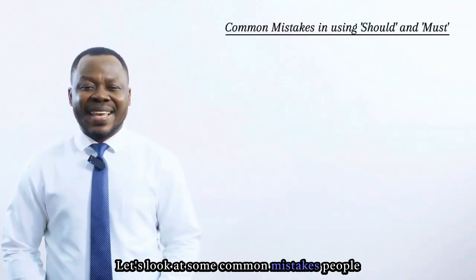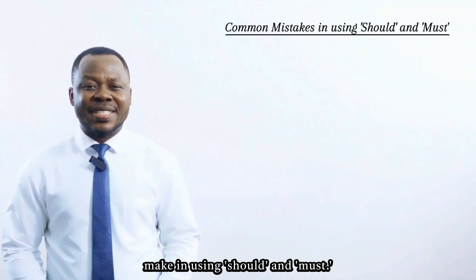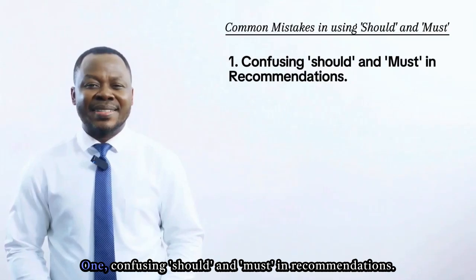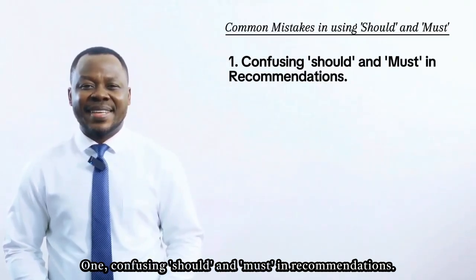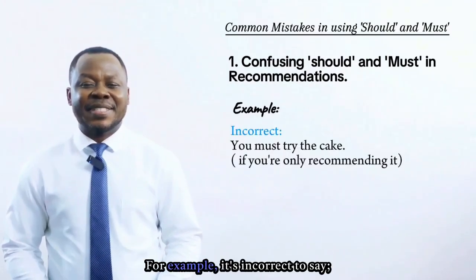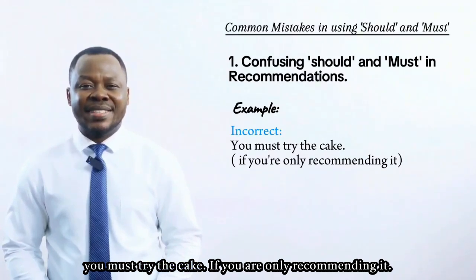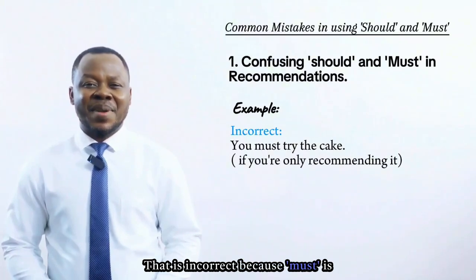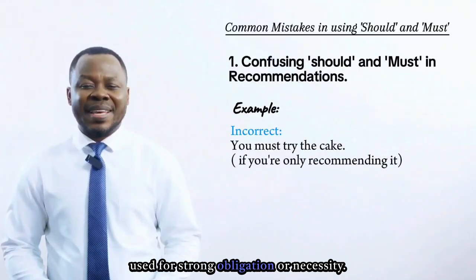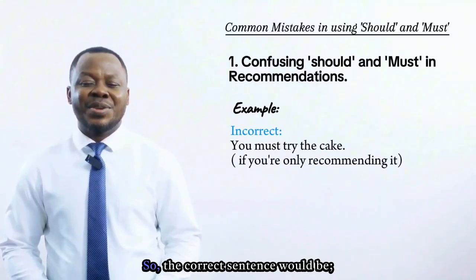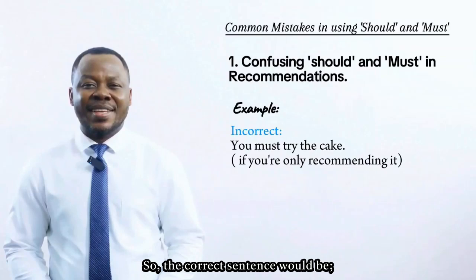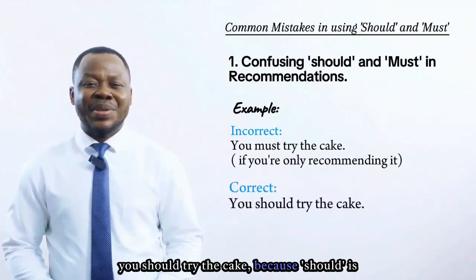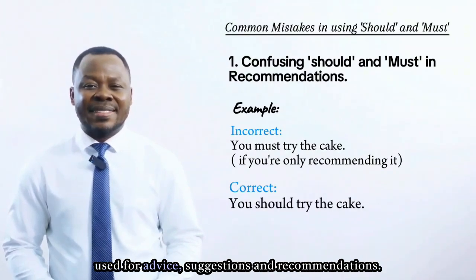Let's look at some common mistakes people make in using should and must. 1. Confusing should and must in recommendations. For example, it's incorrect to say, you must try the cake if you are only recommending it. That is incorrect because must is used for strong obligation or necessity. So the correct sentence would be, you should try the cake, because should is used for advice, suggestions, and recommendations.